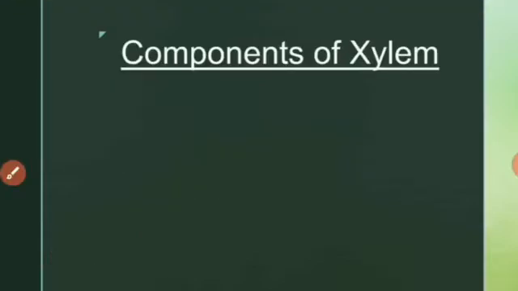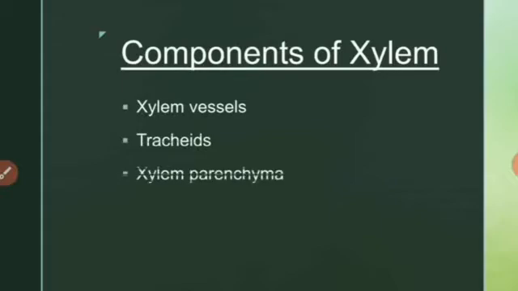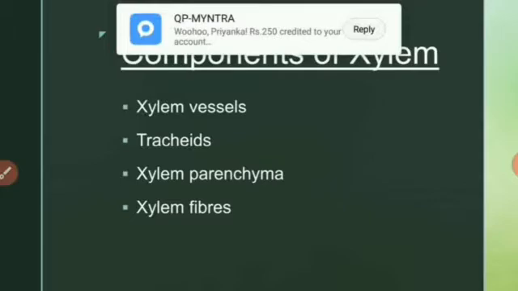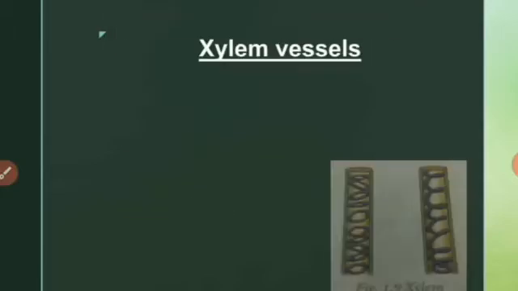So what is xylem made up of? Xylem is a complex tissue, so it consists of different types of cells, that is, different elements. The different elements of xylem are xylem vessels, tracheids, xylem parenchyma and xylem fibers. We will see each one of them one by one. First one is xylem vessels.